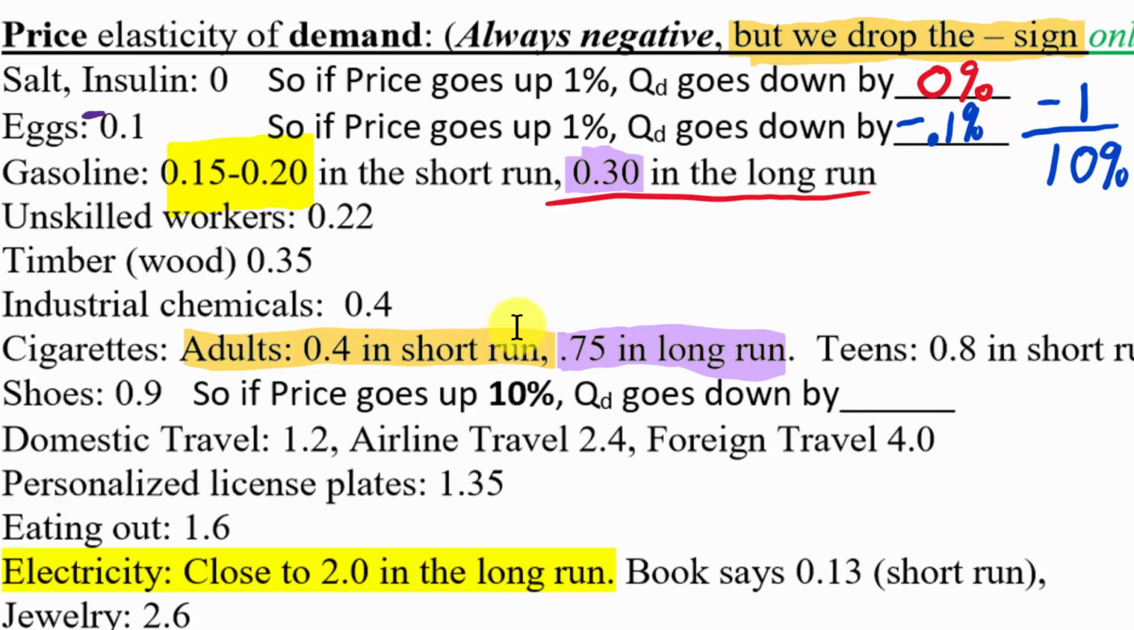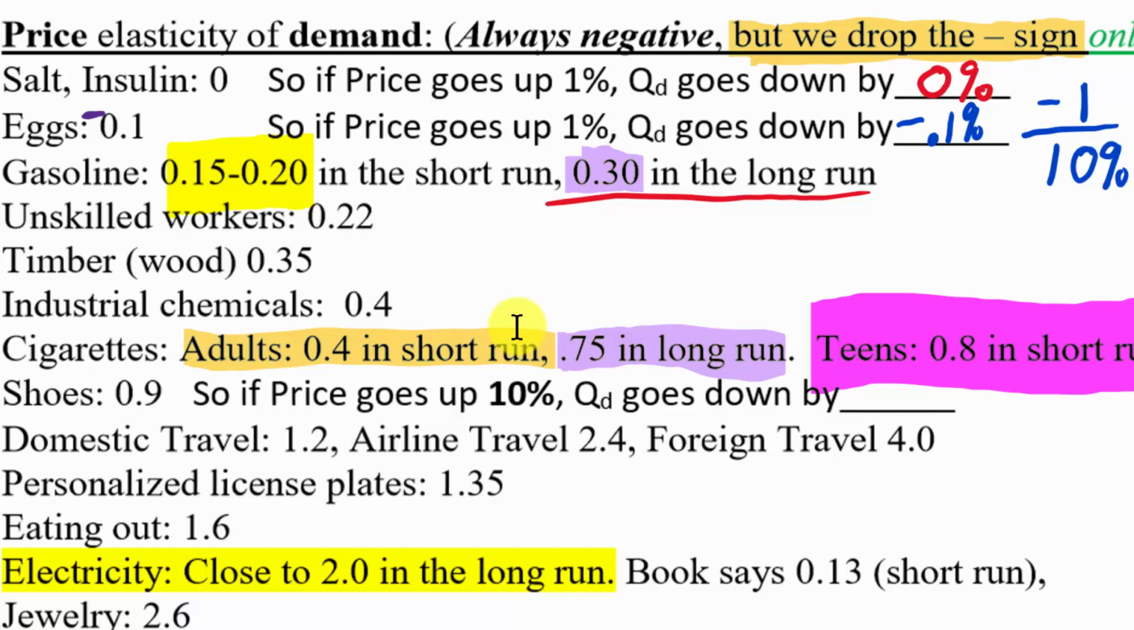Now, teenagers are pretty elastic, well, still inelastic technically, right? Because that number is less than 1, but compared to adults, teens are much more elastic. Why would teens respond more to a price change than adults would? Right. Cigarettes are going to be a much larger portion of most teens' budgets than they would of most adults.